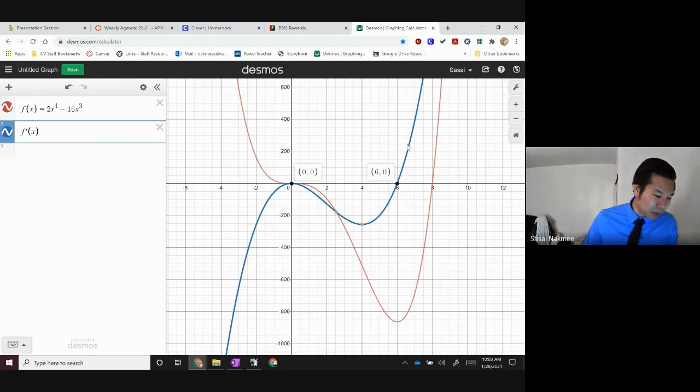But now we can go even further and look at values for these. If it's a positive value here, that means the original function is increasing. It doesn't matter that it's negative. It's still increasing. It's still trending this way, okay?